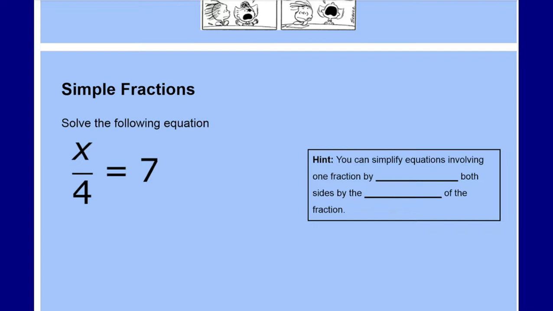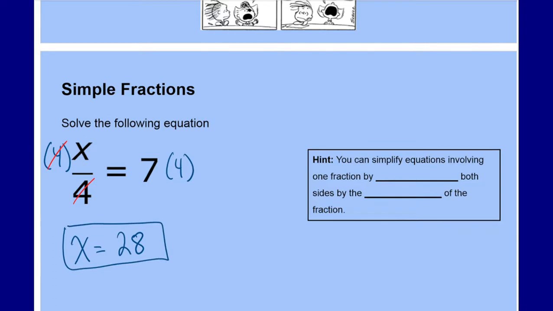So going through our steps to solving equations, what do we do to cancel out that divide by 4? Well, in order to cancel out the divide by 4, we multiply by 4. If I multiply one side by 4, I also have to multiply the other side. The multiplying and the dividing cancel each other out. We're left with x is equal to 7 times 4, which is 28. So this would be our answer.